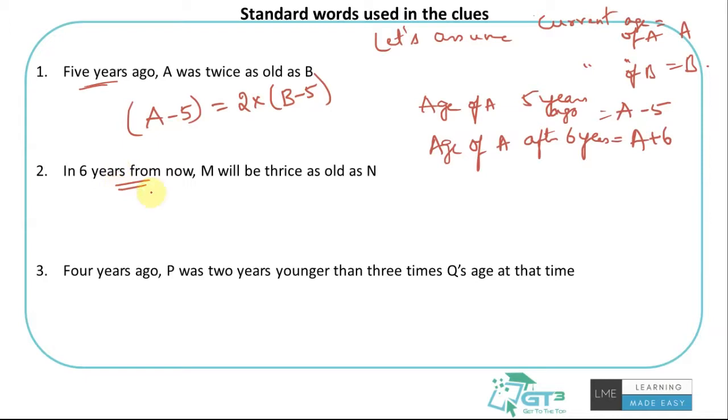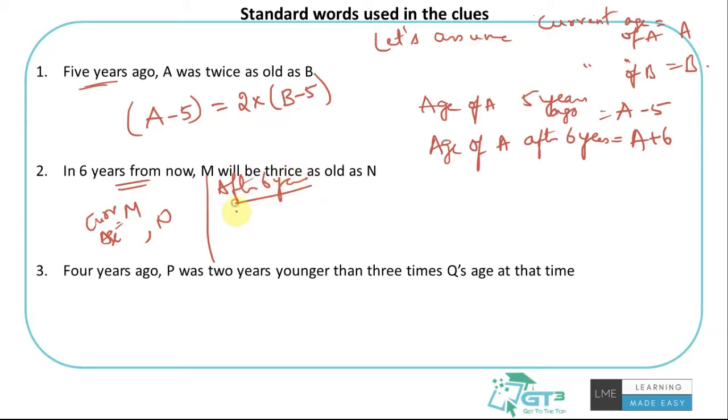In 6 years from now, M will be thrice as old as N. What will be M's age? If the current age of M is M and the age of N is N, these are current ages. What will be the age of M after 6 years?